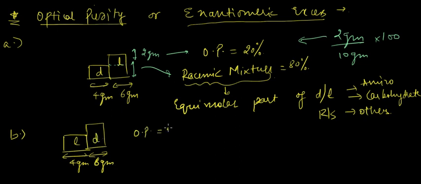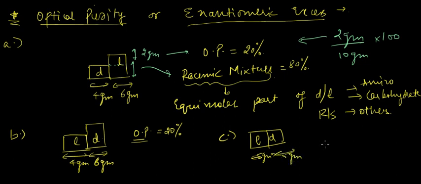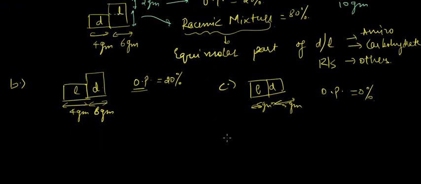It remains the same whether it rotates the plane polarized light in the right direction or left direction, clockwise or anti-clockwise. It does not matter. We are talking about the general optical purity. Let's say we have L and D, 5 gram and 5 gram. So what is the optical purity in this case? 0%, because the mixture is externally compensating itself.